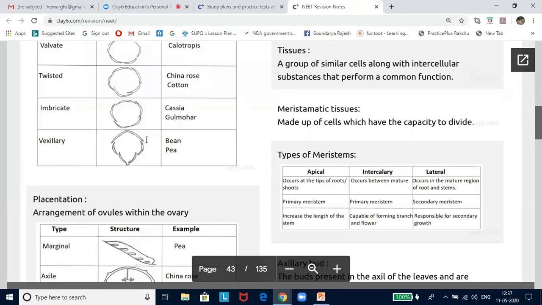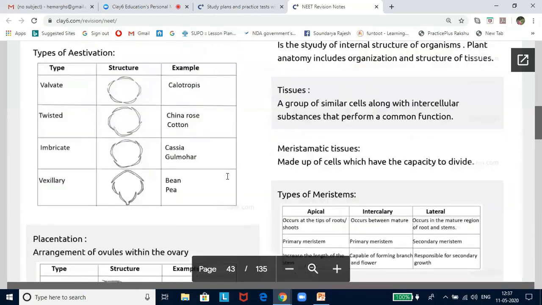In vexillary, you have a standard petal, and these are the keel petals, and this is typical of the Papilionaceous family and Leguminosae. Please remember, in bean and pea, this is the kind of estivation, and it is known as the vexillary estivation. So the types of estivation are valvate, twisted, imbricate, and vexillary. This is also important because for your theory, you might have practiced drawing the different kinds of estivation for calyx and corolla.